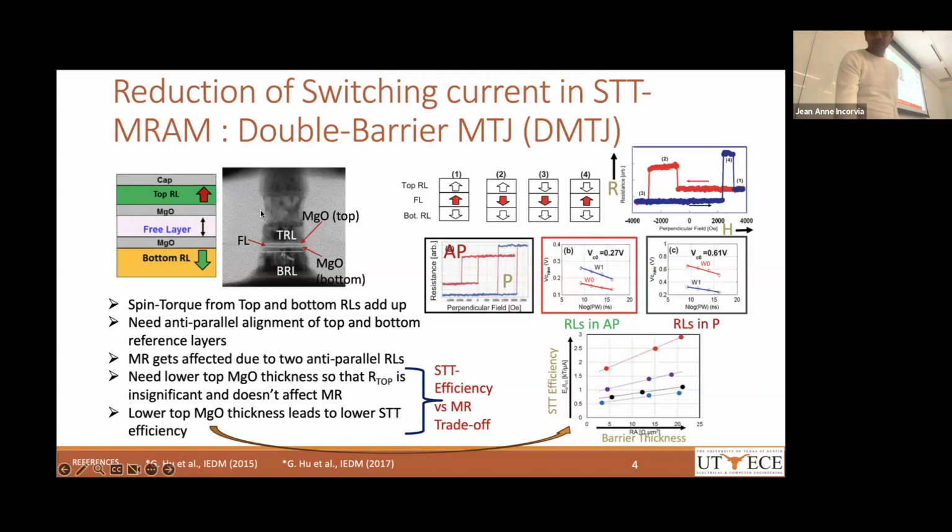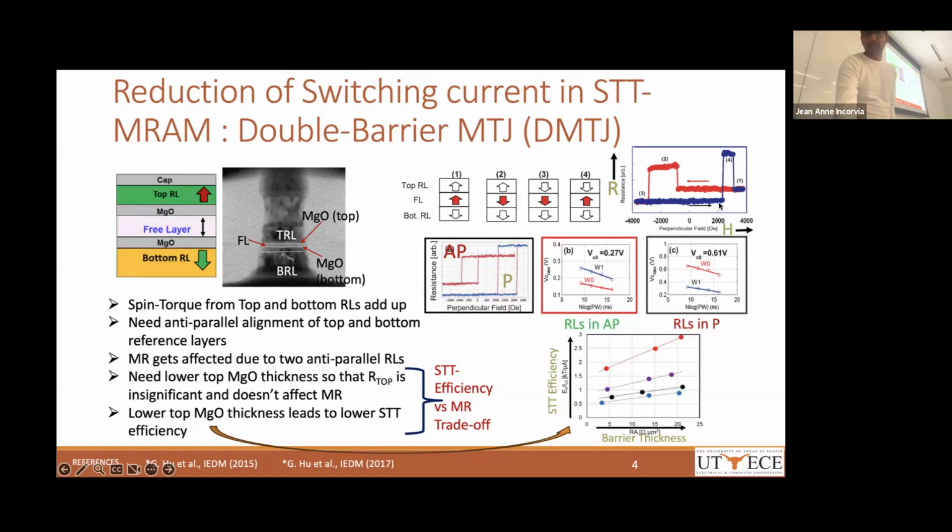So if you look at this plot here, these are the four distinct resistive states we see. And this is the RH loop. Now, let's say that the bottom layer has a high coercivity, so let's fix that in this alignment. And the free layer and the top reference layer can switch in the process. So if we increase the field, let's start from 3, all are parallel, so we see a low resistance state.